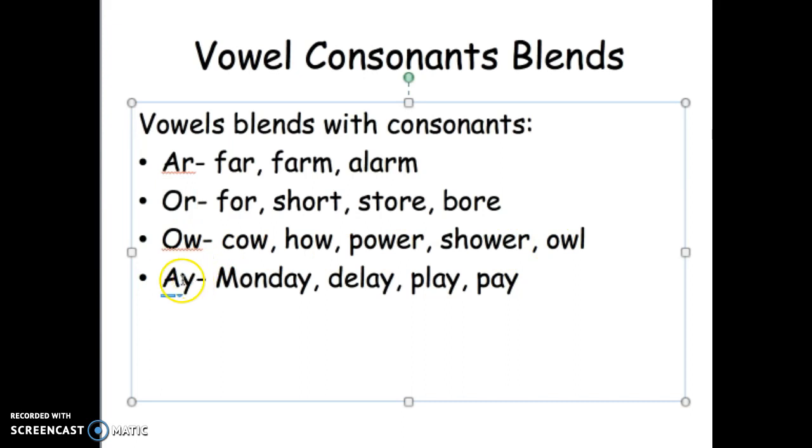Then we have AY blended together. So we have words like Monday, delay, play, and pay.